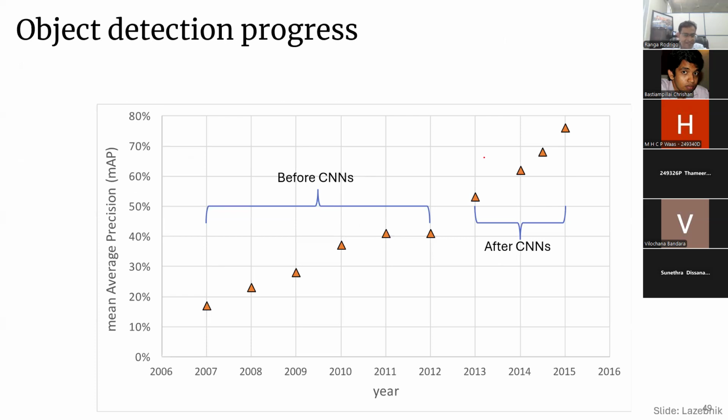You can see one more thing, which is object detection progress. Before CNNs, before AlexNet came, they had about 40% average precision. After CNNs were introduced, the mean average precision has grown large.